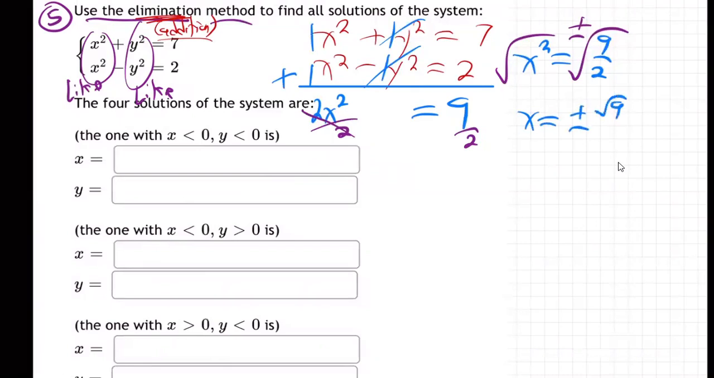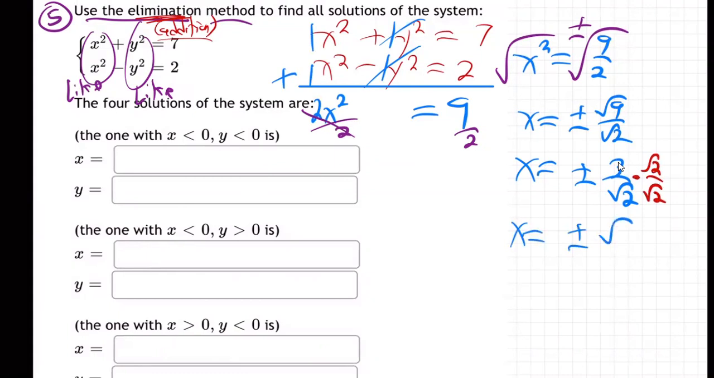Plus or minus. Now, the square root of 9 over the square root of 2 can actually be simplified because the square root of 9 is just 3. Now the square root has to stay on the bottom because you can't simplify the square root of 2. But we don't like roots on the bottom, so we multiply top and bottom by square root of 2. So we get 3 square root of 2 over 2. Everybody good with that? I multiplied top and bottom by square root of 2 to make that happen, and the square root of 9 became 3.